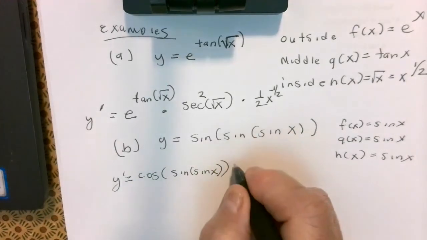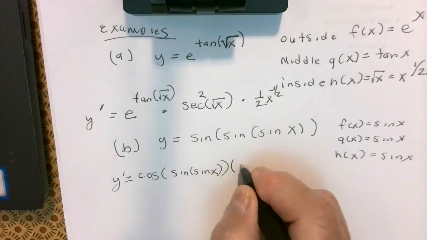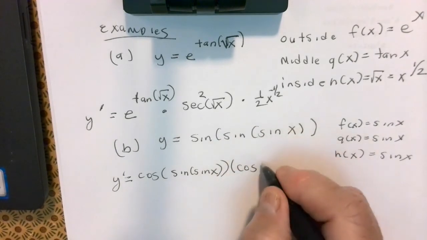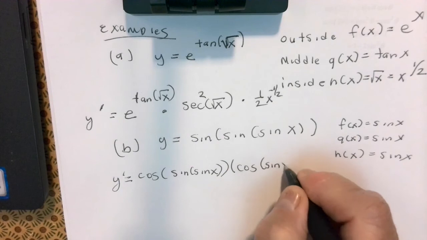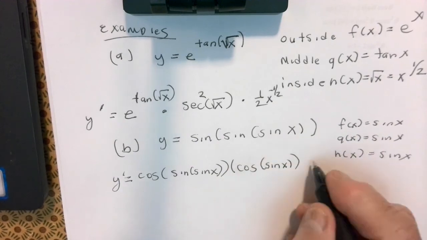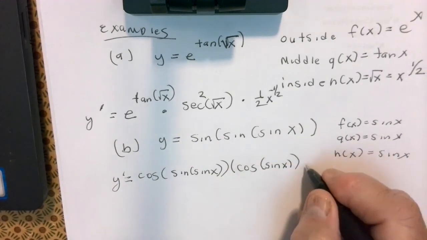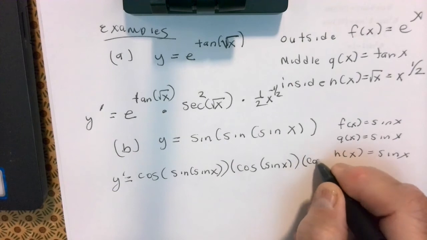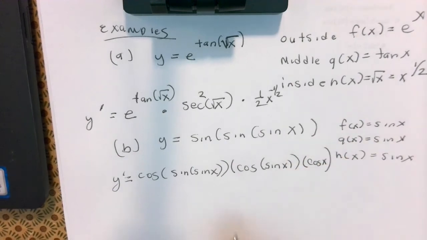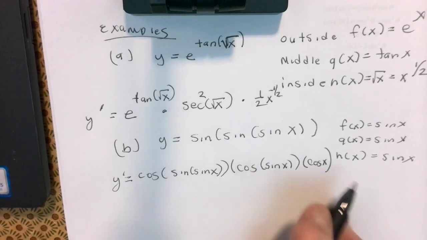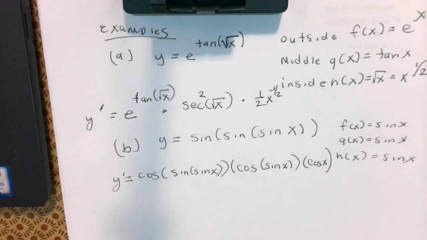Then we do the derivative of the middle, which is sine, and we leave its insides inside, times the derivative of the inside. And the derivative of sine x is cosine x. And that's the end. Okay. Another example.